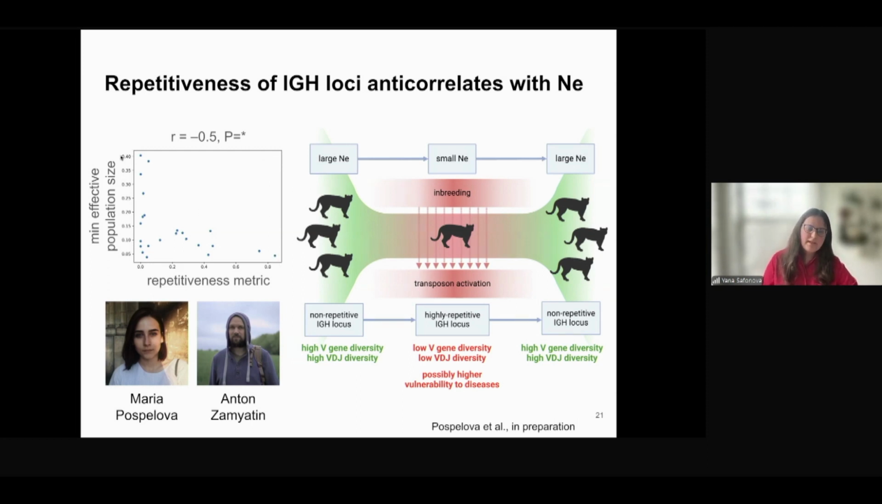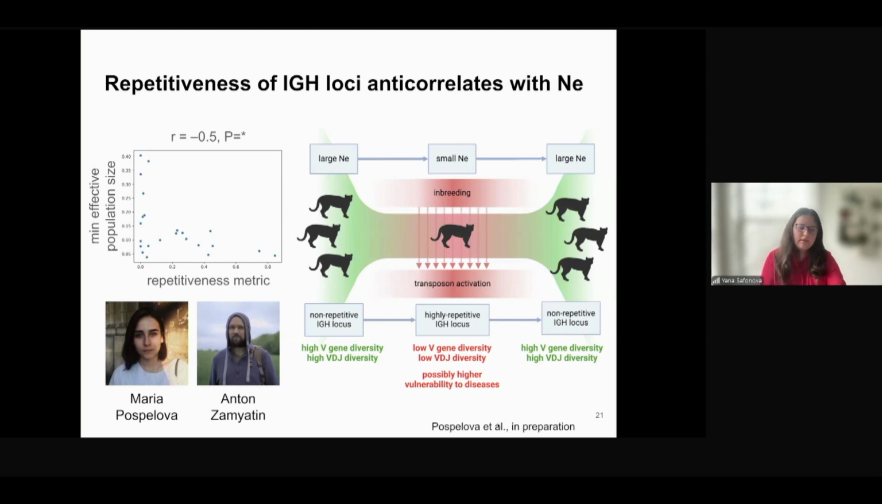So overall, it creates this negative trend and also allowed us to formulate the hypothesis that probably the small effective population size that is always followed by inbreeding leads to transposon activation, that was previously studied for various genomes, and together it leads to restructuring of Ig loci and creating this highly repetitive structure. High repetitiveness also means that all genes encoded there are very similar because they are located in copies of the same repeat. So it also means that the corresponding set of genes produces a less diverse set of VDJ recombinations.